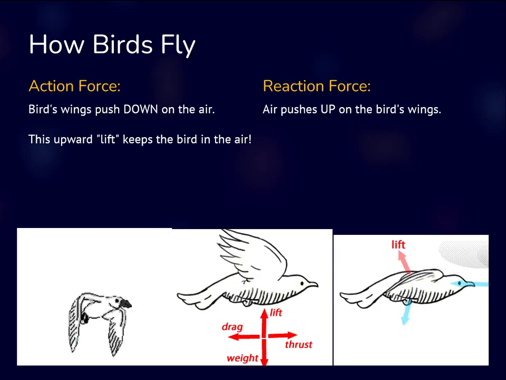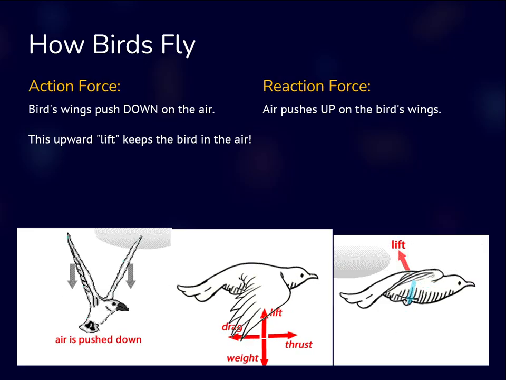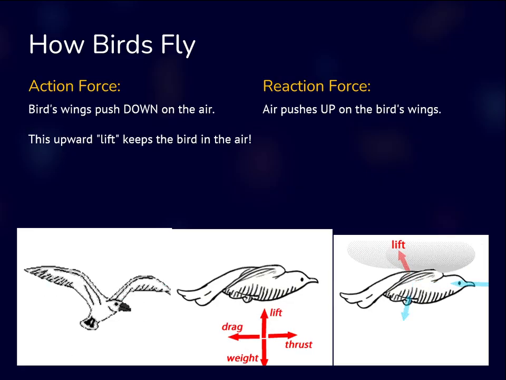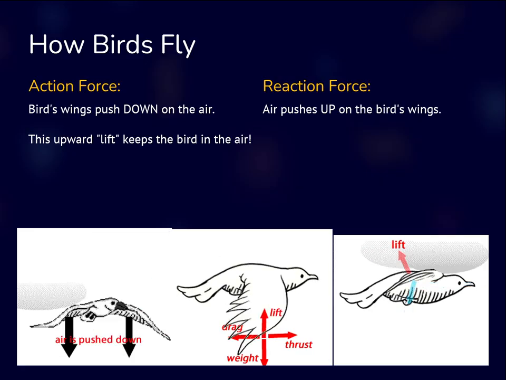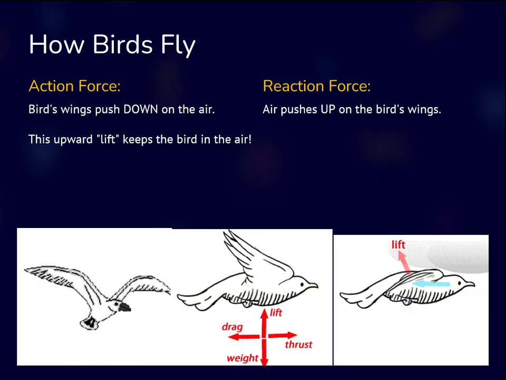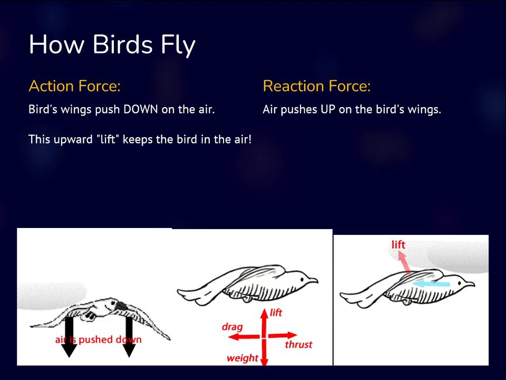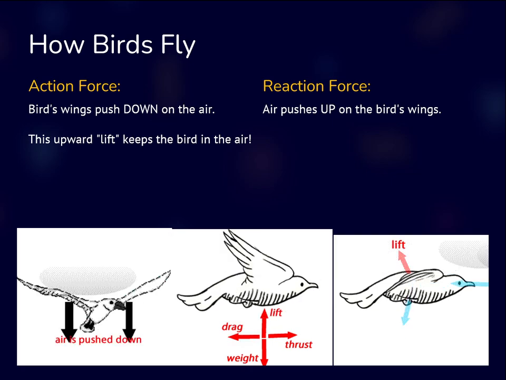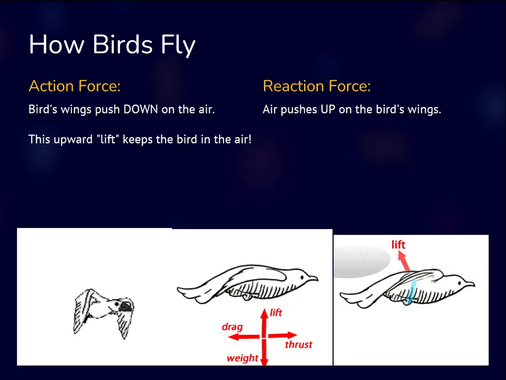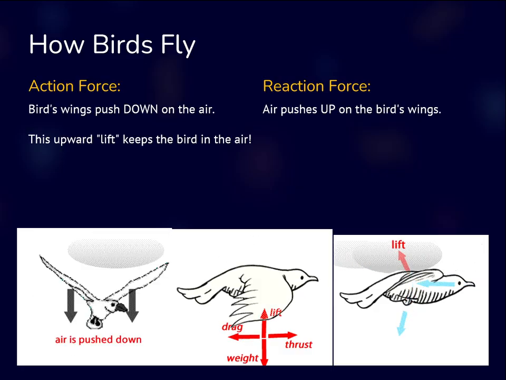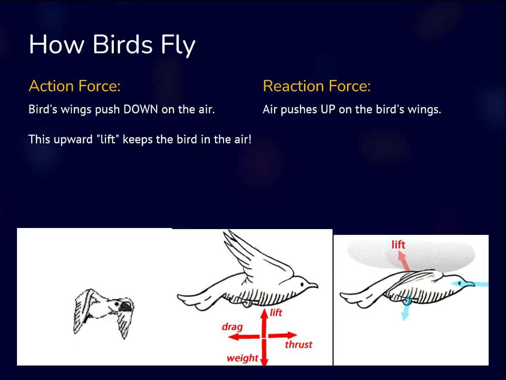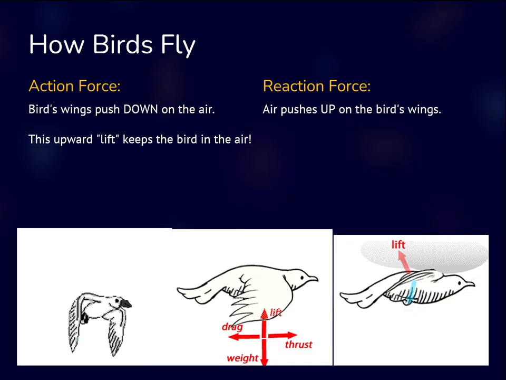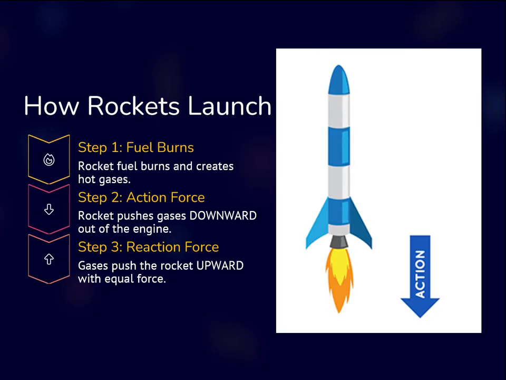Birds take advantage of Newton's third law every time they fly. As a bird flaps its wings, it pushes air down. This is the action force. The air pushes back upward on the wings with equal force, making it the reaction force. That upward push is called lift in the context of birds. And the lift is what lets the birds rise and stay in the air. The bird doesn't rise because it's flapping alone. It rises because the air reacts. Without the air pushing back, flight wouldn't happen.